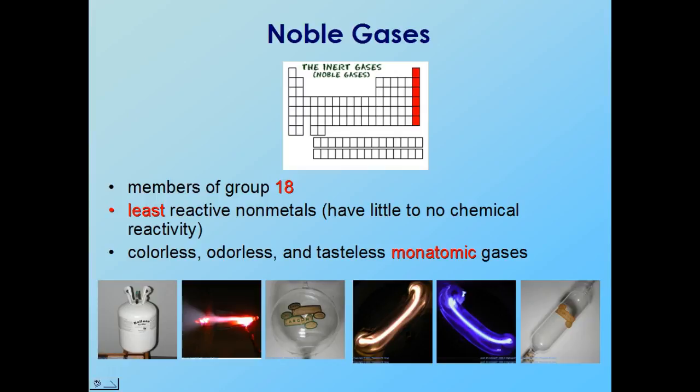And they are colorless, odorless, and tasteless. Monatomic, so that means that we find them as just He as opposed to what we just saw with the halogens as F2. Okay, so I just wanted to briefly review these groups with you because I know you have some questions on this with your summer assignment.